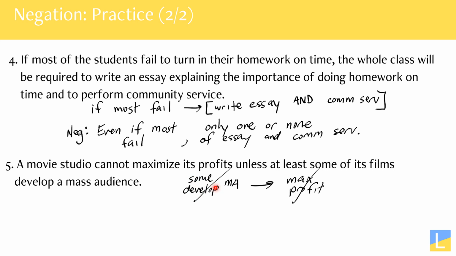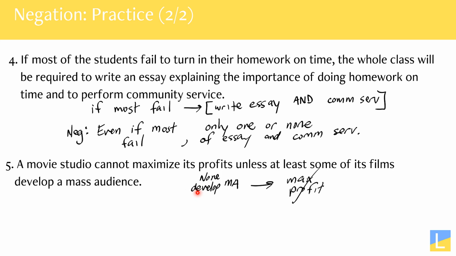Not some means none. So in other words, if none of the films develop a mass audience, and you can see I've changed that over here. So if not at least some develop a mass audience is the same as if none develop a mass audience, then it will not maximize profits. That's what this sentence means.